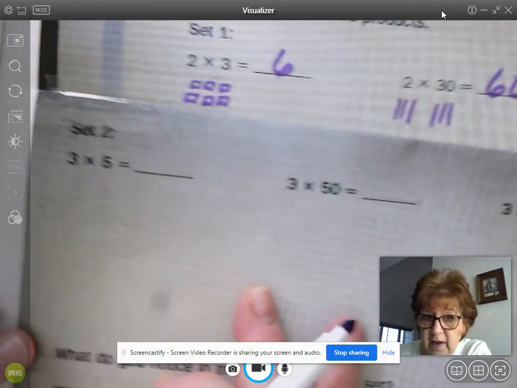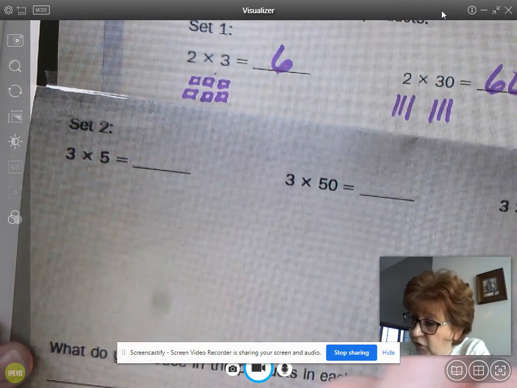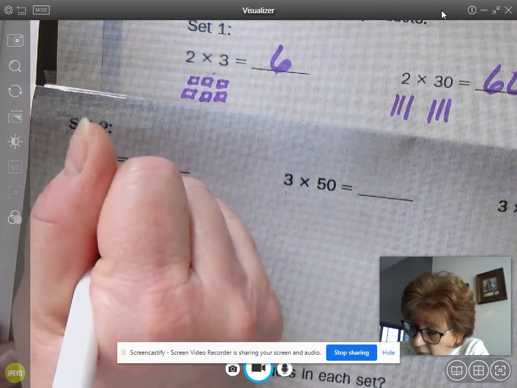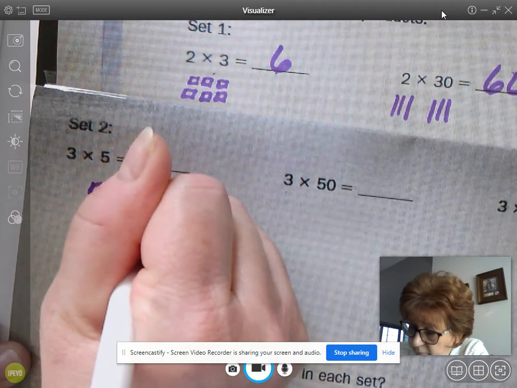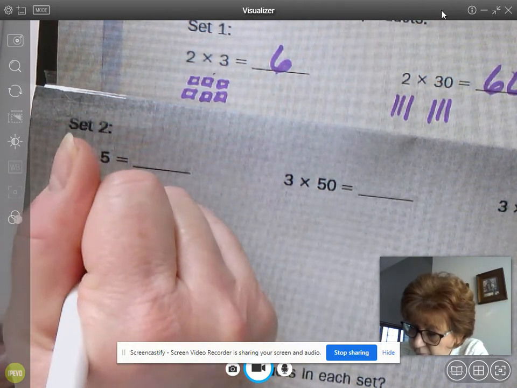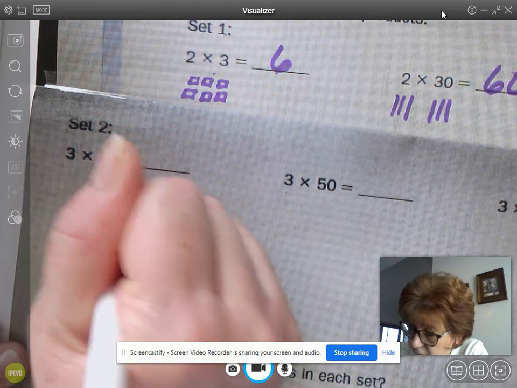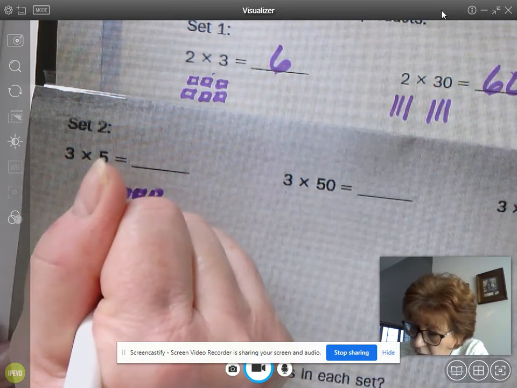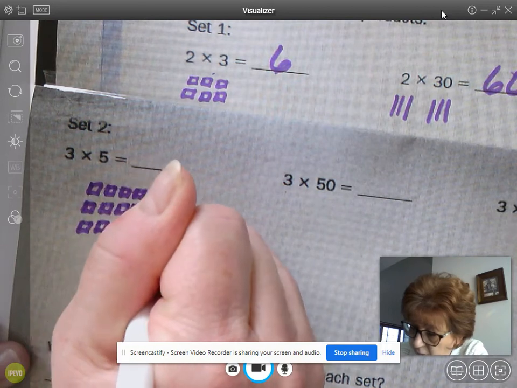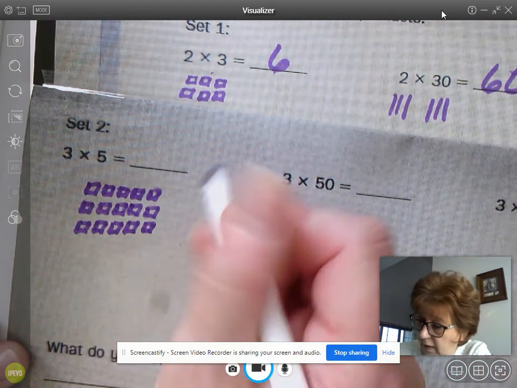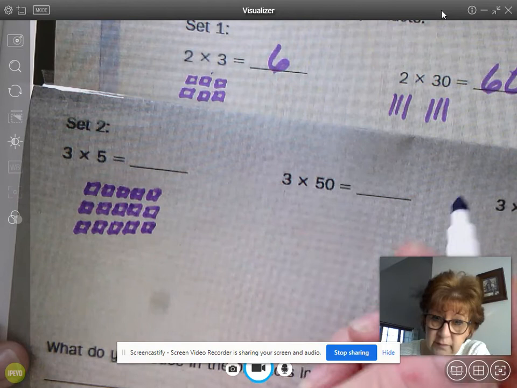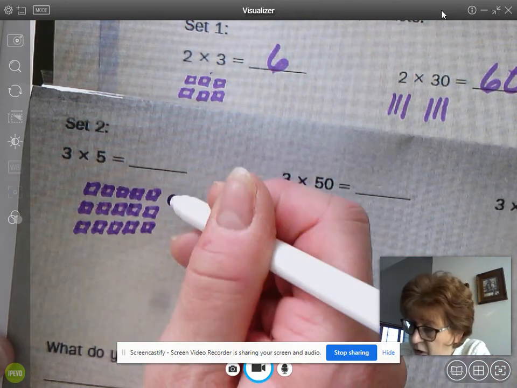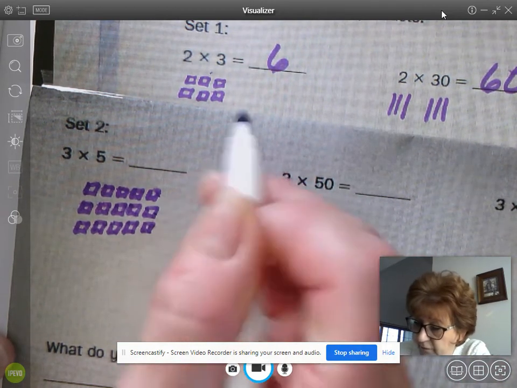This is 3 times 5. So if I was going to do that with my base 10 blocks, I would have 3 groups of 5 blocks. Okay, and if you line them up by 5s and 10s, it makes them a lot easier to count them in the long run too. So I would have 5, 10, 15.